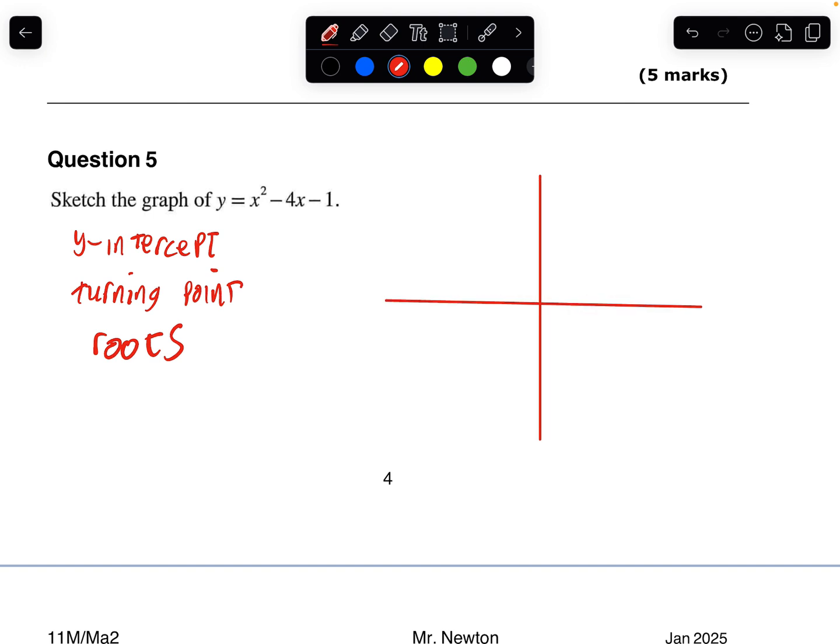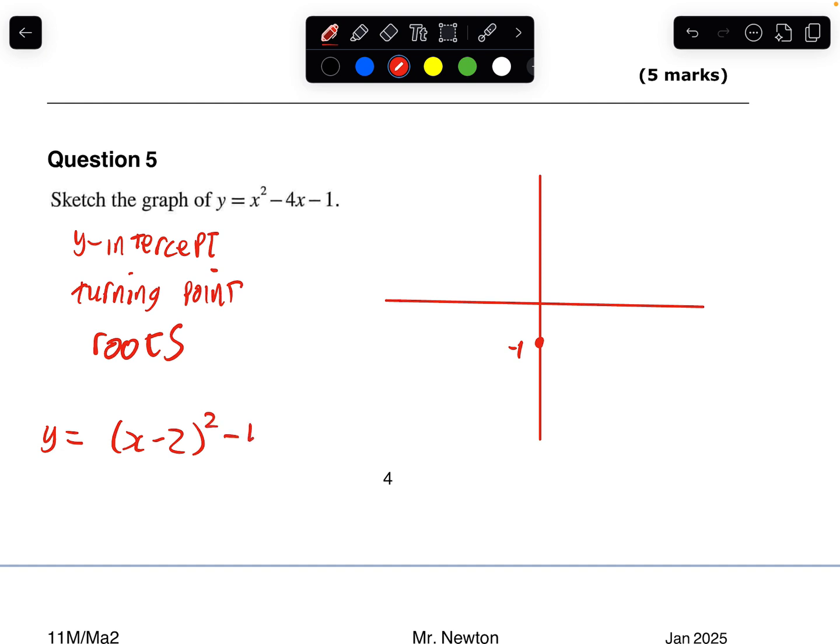Okay, we're going to just draw a nice little axis like that. We can already tell it's going to have a y-intercept of -1. So I can put -1 on there. We know it's got some kind of u shape because it's x squared. So let's find the turning point first of all. It's going to be y is equal to x minus 2. So we're completing the square.